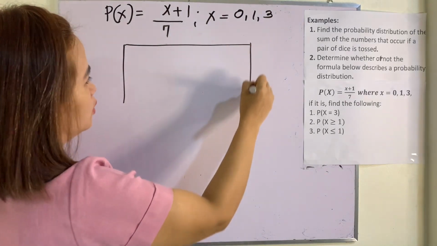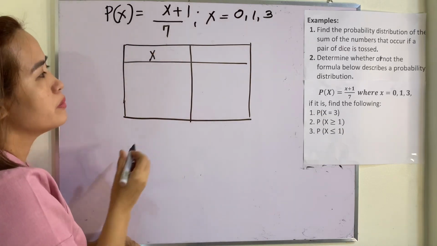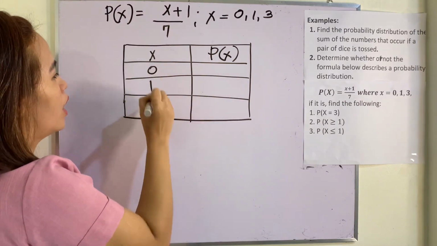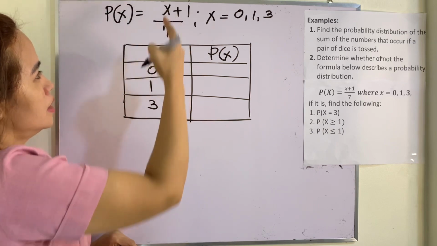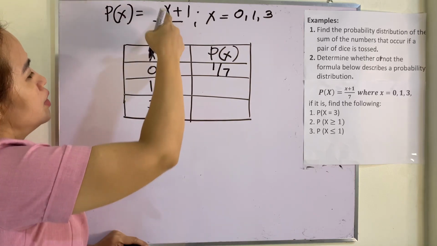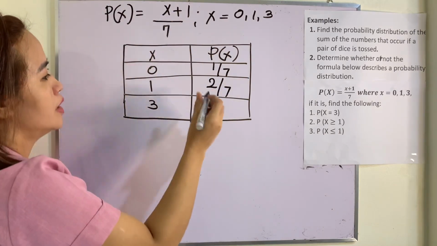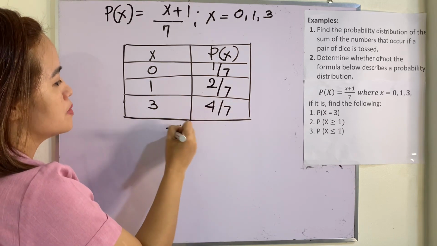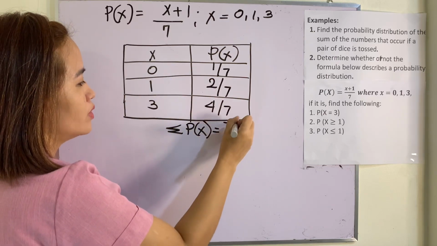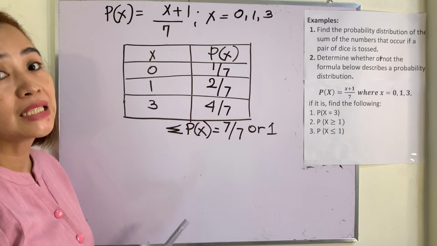How do you do that? We need to construct a two-column table. The first column will be X and the second will be P of X. The given X's are 0, 1, 3. If we replace X with 0, that will be 0 plus 1, which is 1 over 7. If we replace it with 1, that will be 1 plus 1, it's 2 over 7. If we replace it with 3, that will be 4 over 7. Let us verify whether the sum of these is equal to 1. This one is 7 over 7, or equal to 1. So this really describes a probability distribution.